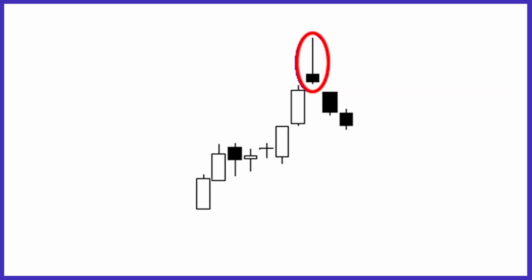Shooting star. The shooting star is the same shape as the inverted hammer, but is formed in an uptrend. It has a small lower body and a long upper wick. Usually, the market will gap slightly higher on opening and rally to an intraday high before closing at a price just above the open. Like a star falling to the ground.